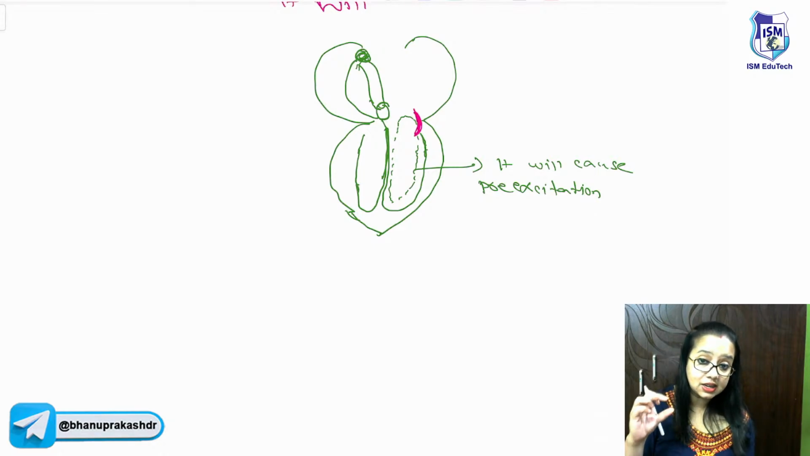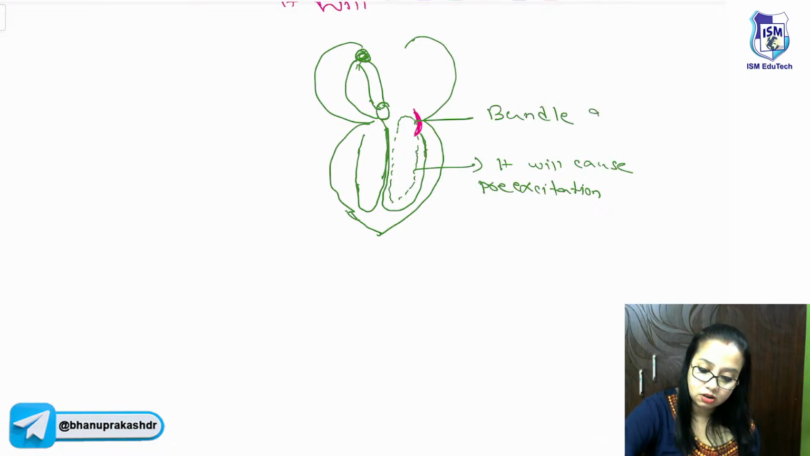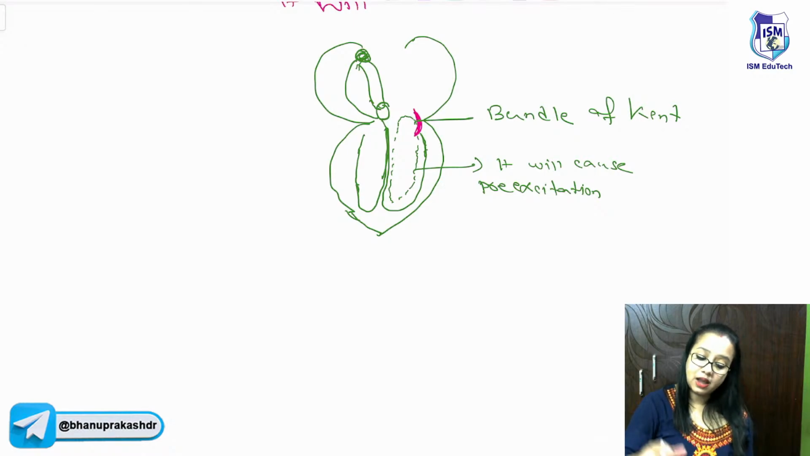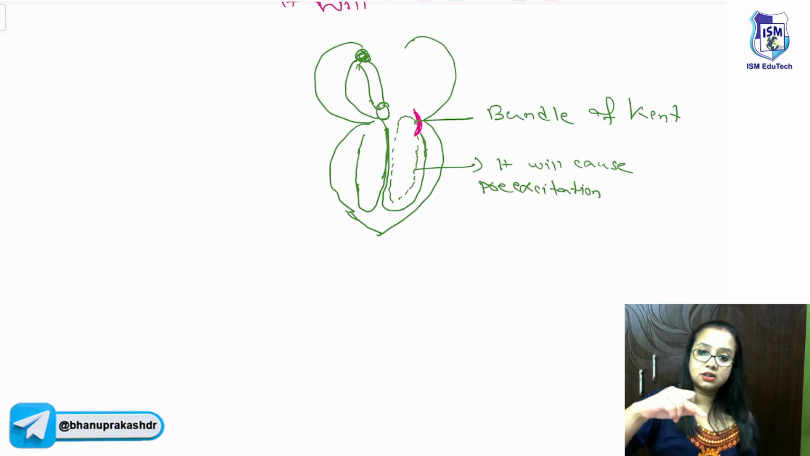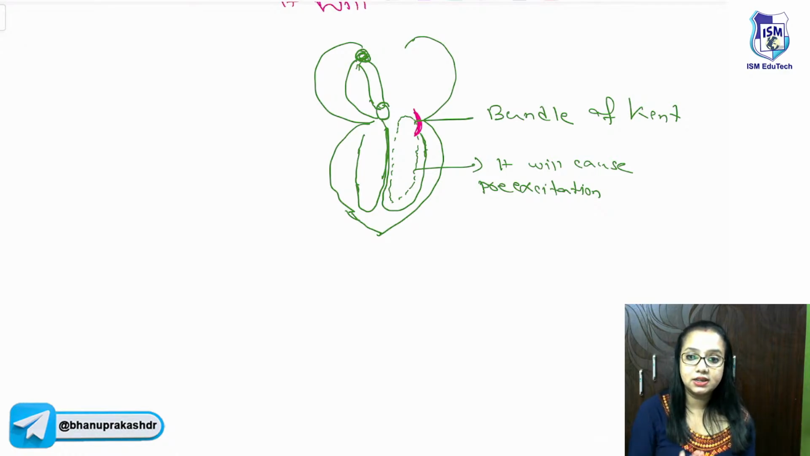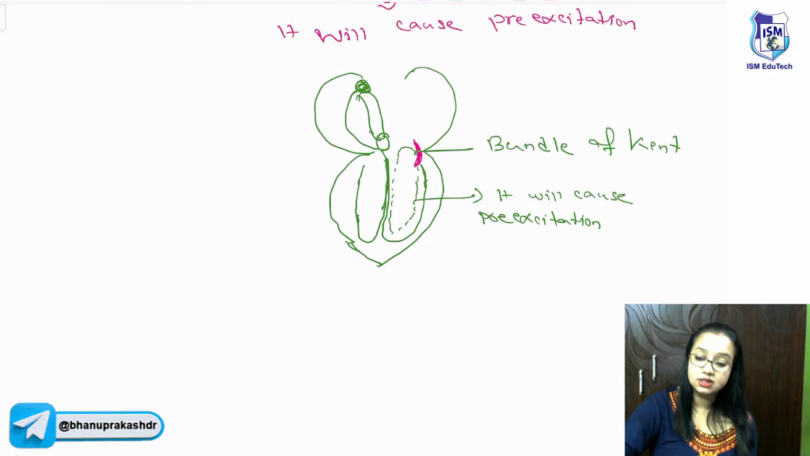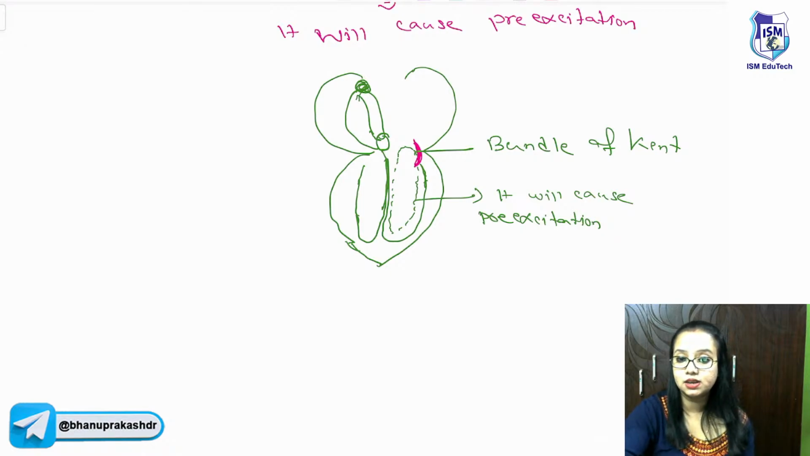So the presence of any extra bundle, which we usually call the bundle of Kent, means that after the normal beating of the heart, there will be another premature beating of the heart, because this accessory bundle will re-enter, cause one more entry of the current, and the current will go across the ventricle and cause premature excitation of the ventricles. Okay, this is what will happen. This again, tomorrow when we study the ECG, we will study in context of how it affects the segments.